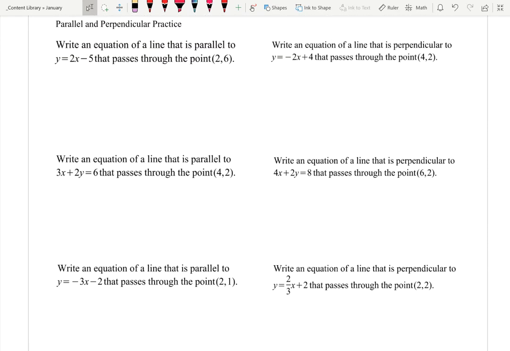So if you want to skip ahead and do perpendicular, you can, and just fast forward to any particular problem that you need. But I'll go through each one of them for you.